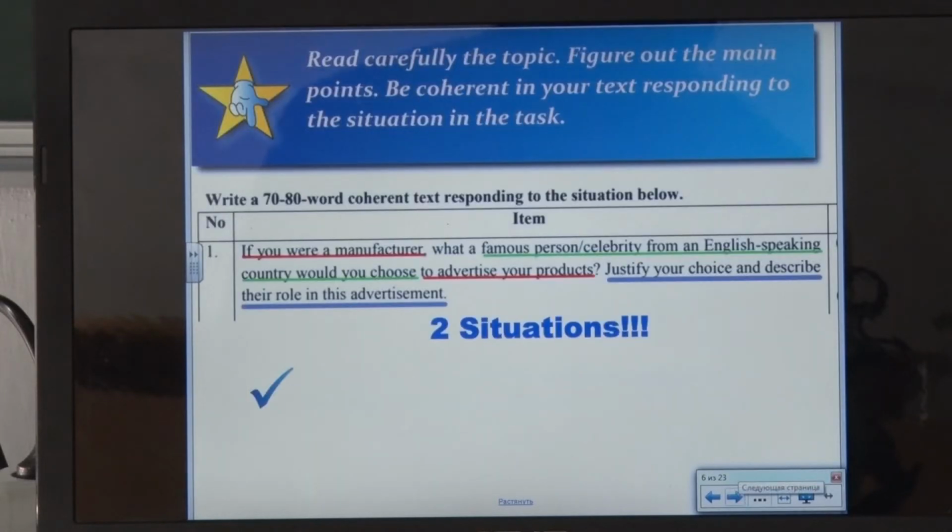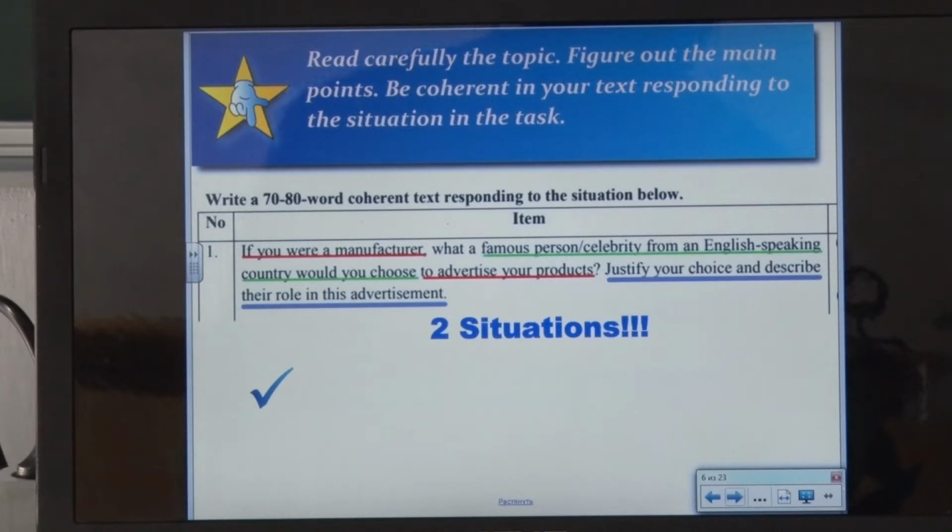Before you start to write the text message, please be very attentive and read carefully the topic. You can read it 2 or 3 times in order to understand correctly what exactly you are going to do. Figure out the main points. Be coherent in your text responding to the situation in the task. Let's see our topic. Write a 70-80 word coherent text responding to the situation below. This is your volume. 5 points.